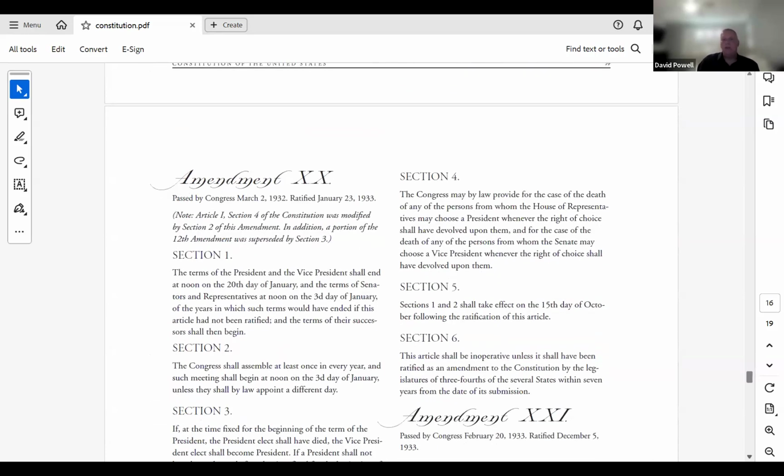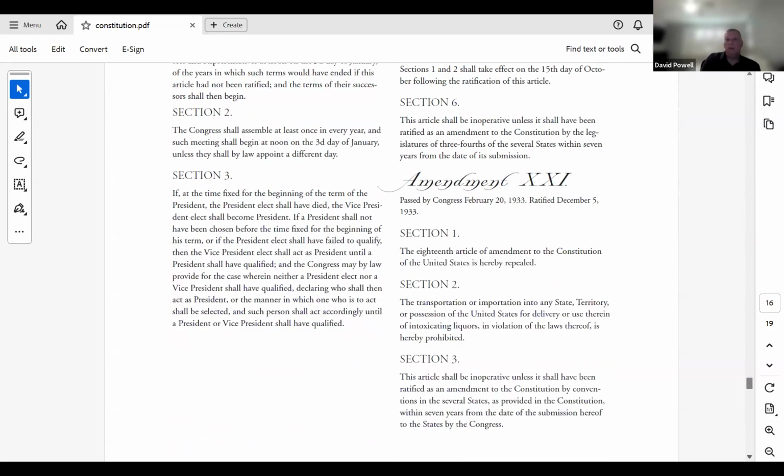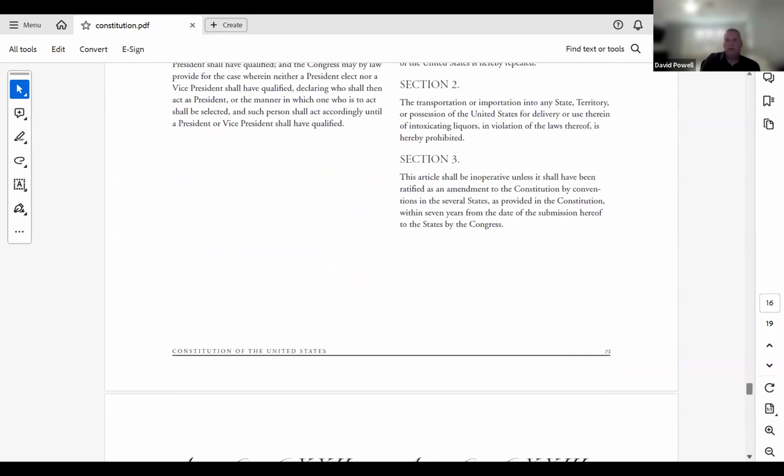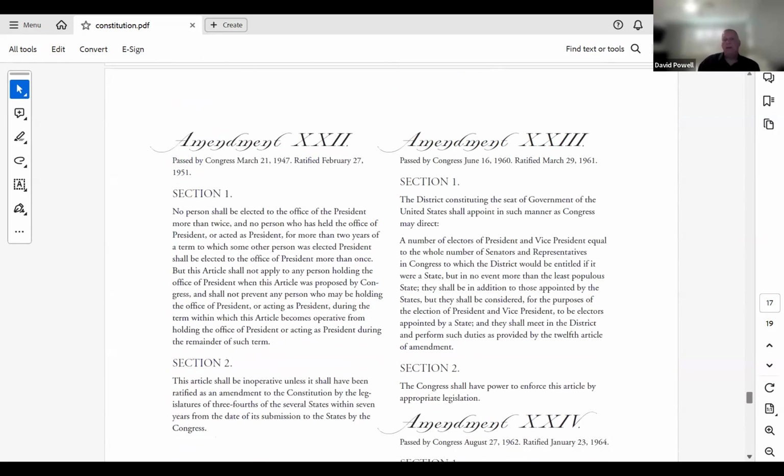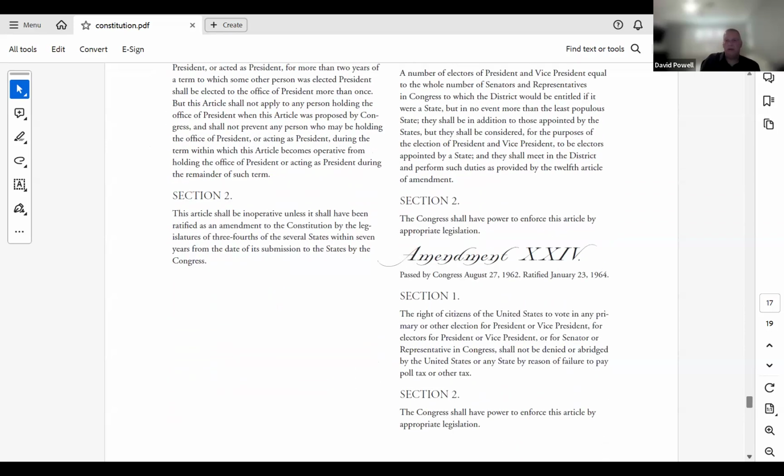The 20th Amendment changes the terms of the president and Congress, moving their terms from beginning up in March to beginning in January, because there's just way too much lag time between an election and when their terms would begin. 21st Amendment then repeals prohibition. 22nd Amendment gives us a two-term limit for presidents. So as a result of FDR running for the presidency 4 times, we decided to put a two-term limitation on presidents. 23rd Amendment provides 3 electoral votes to the District of Columbia.